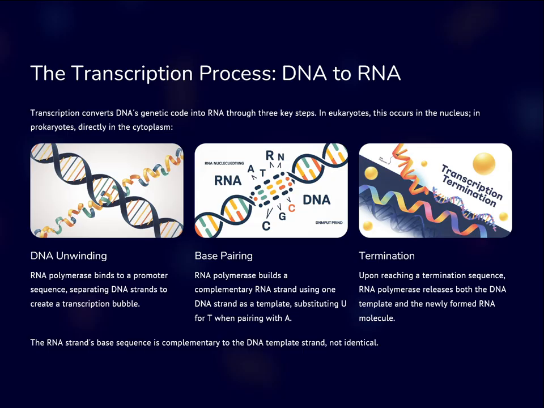A pairs with U, T pairs with A, C pairs with G, and G with C. Once the polymerase reaches a termination sequence, it knows to stop transcribing and then releases the newly formed mRNA molecule. This process produces an RNA strand that is complementary, not identical, to the DNA template strand.